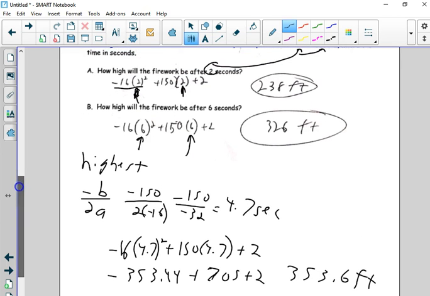So if you look at this, it makes sense. On the way up, 2 seconds, it's this high. It hits its highest point at 4.7 seconds. And then at 6 seconds, it's on its way back down. Okay? Gotta know how to do all those.